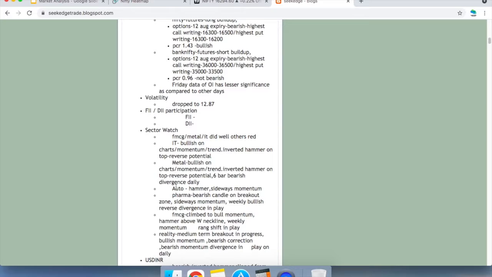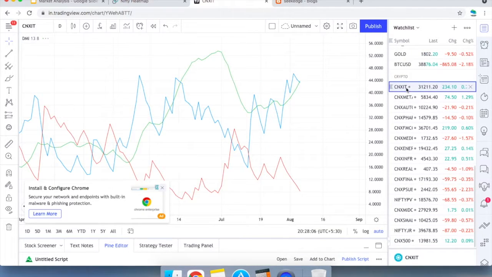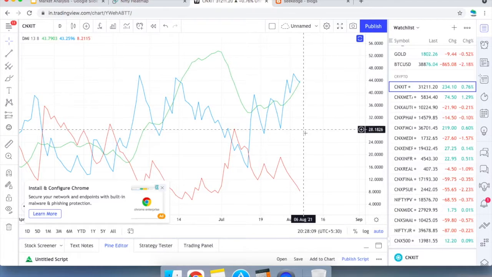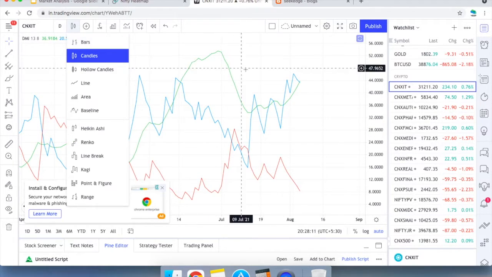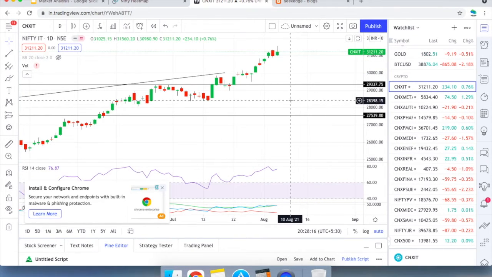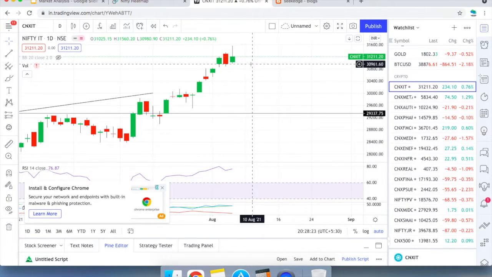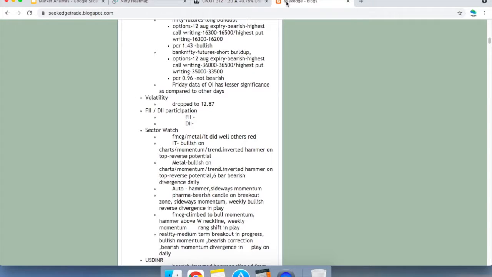IT index is bullish on the charts, and the momentum and trend are good, and then there is an inverted hammer on the top, right, which could be a reversal kind of thing. Let's see the chart and see what it is, right? So this is the IT index, and you have an inverted hammer on the top, right? Not much. It shows the bullishness, but the candle shows the bearishness, right? There is pressure on the top also, so that's what it indicates.